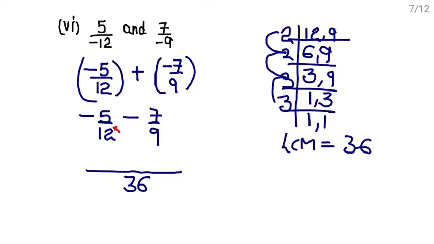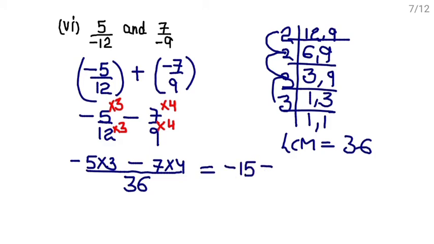To make this denominator 36, with which number you will multiply it? By 3. So multiply the numerator also by 3. 9 fours are 36. So multiply these two by the 4. Right? Now this becomes minus 5 multiply 3 minus 7 multiply 4. Solve it. 5 threes are 15 of minus sign, minus 7 fours are 28 of minus sign, upon 36.